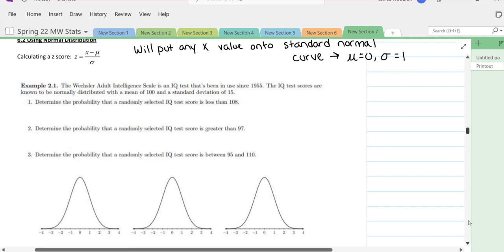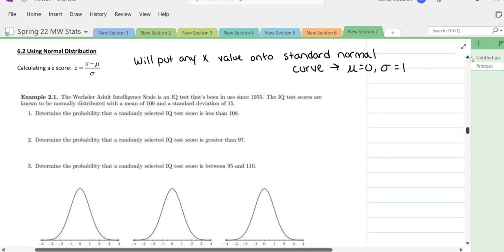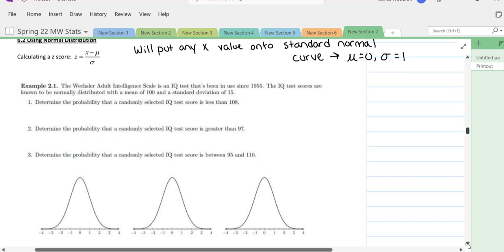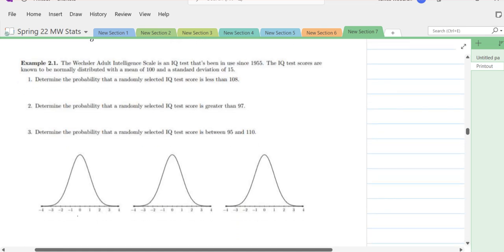Okay, so if I look at these examples, I have the Wechsler Adult Intelligence Scale, an IQ test that's been in use since 1955. The scores are known to be normally distributed with a mean of 100 and a standard deviation of 15. Determine the probability that a randomly selected IQ test score is less than 108. The standard deviation is 15, so 108 is going to be between 100 and 115. If I'm trying to standardize these scores, here's 100, here's 115, it's going to be somewhere in between, so you want to find that exact value.